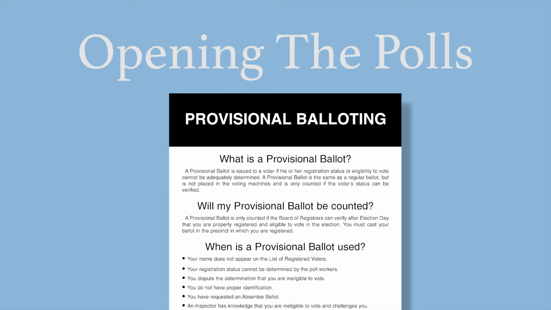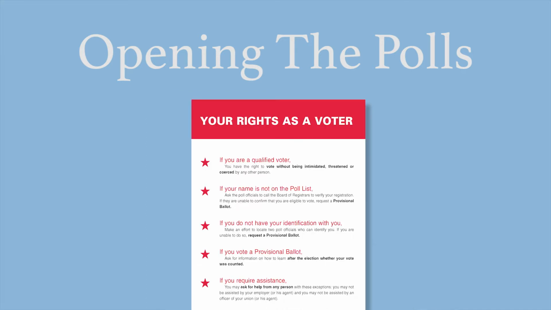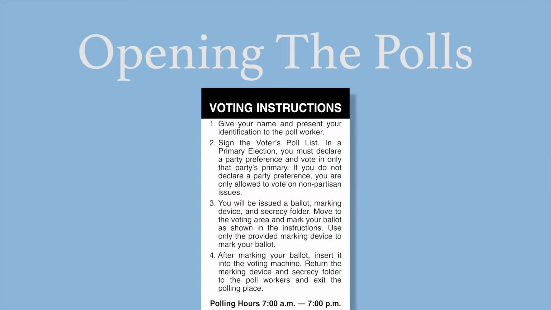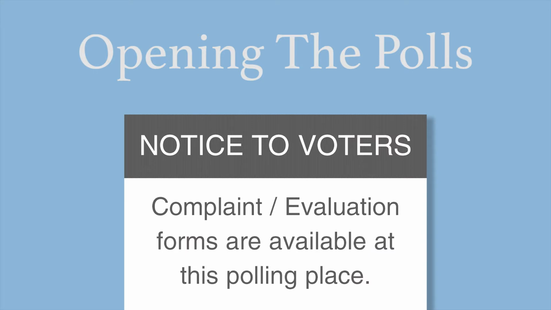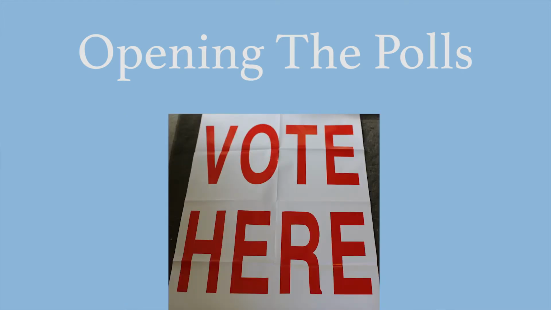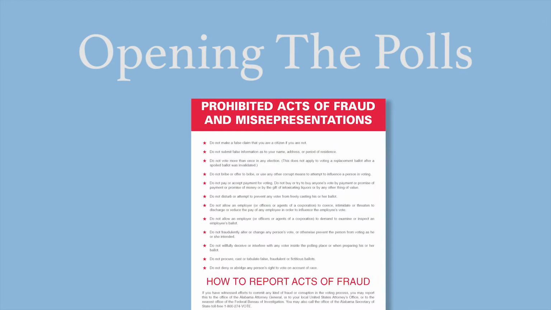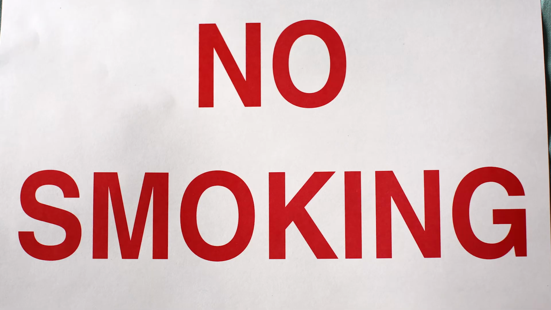Provisional balloting, we'll talk about that a little later, but there's a poster that explains provisional balloting to the voter if that's necessary. Your rights as a voter, there's a poster to just explain that as well. Voting instructions, poster is to be displayed. And a notice to voters that there are complaint and evaluation forms available if they would like to complete one of those. A large Vote Here sign to be displayed on the exterior door is also supplied, and a poster prohibiting acts of fraud and misrepresentation is included, and an American flag. Also, a no smoking sign is supplied in your packet.